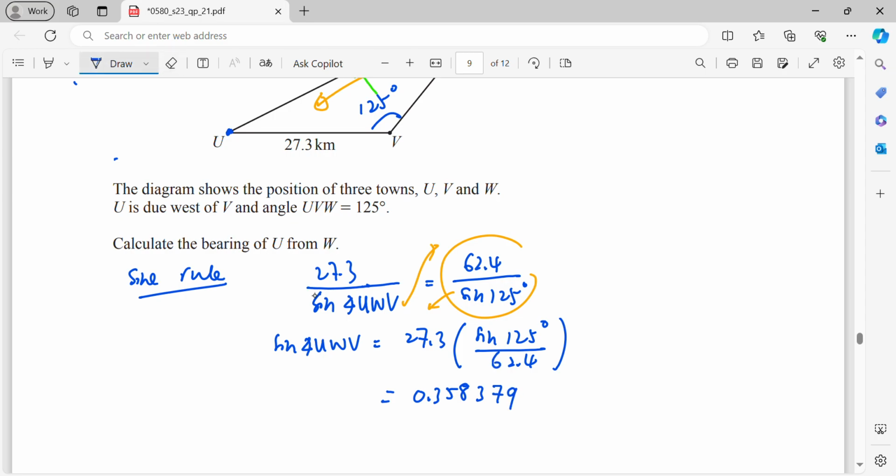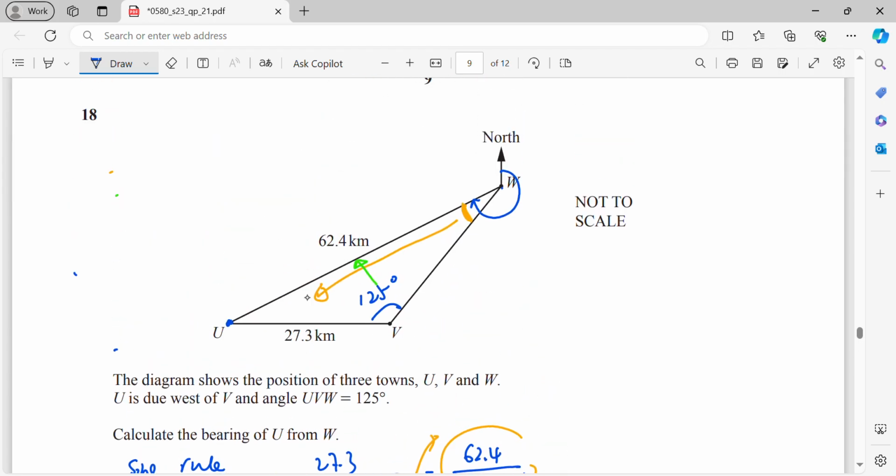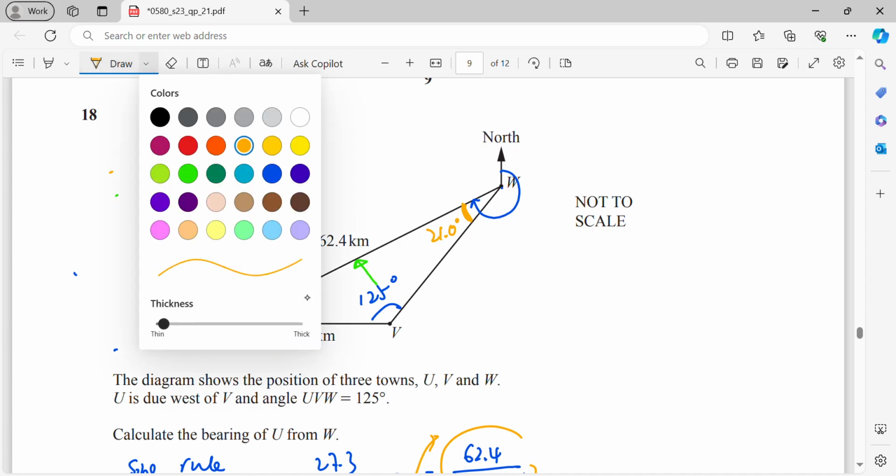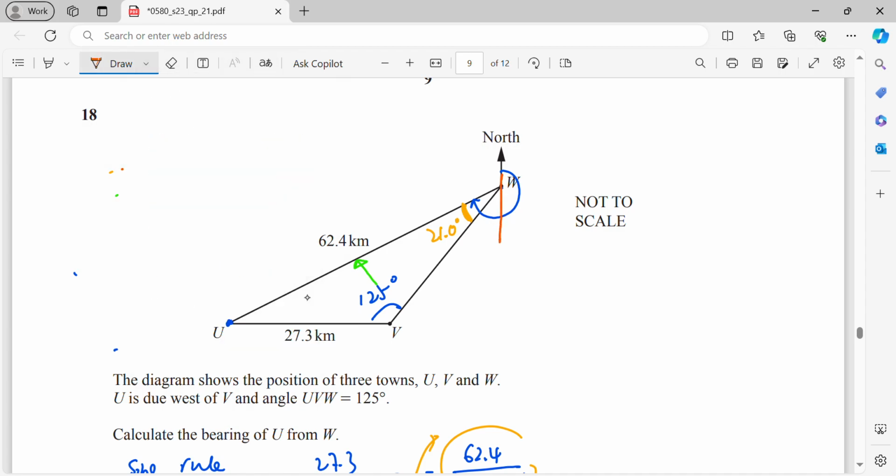Now to get the angle UWV, that is inverse sine 0.358379, and at last you will be getting 21.0 degrees. Which means the orange color here is actually 21.0 degrees. And now to get the bearing, I know that this is 180 degrees. Now what I need to get is, what is this angle? So this angle is basically, look at here, it is the alternate angle.